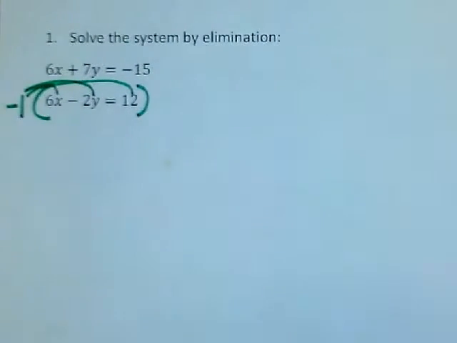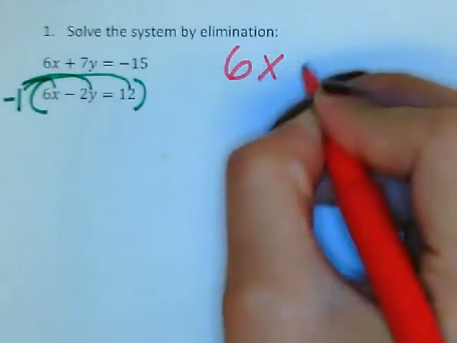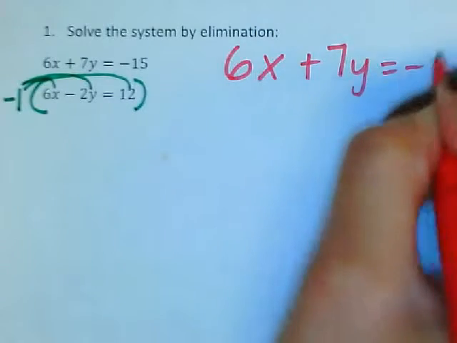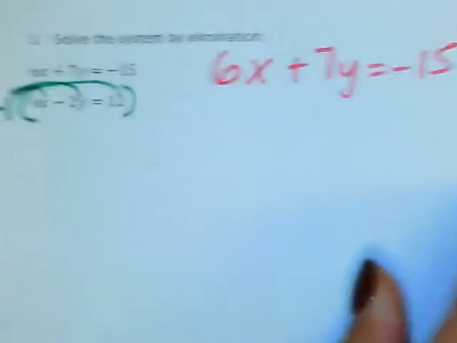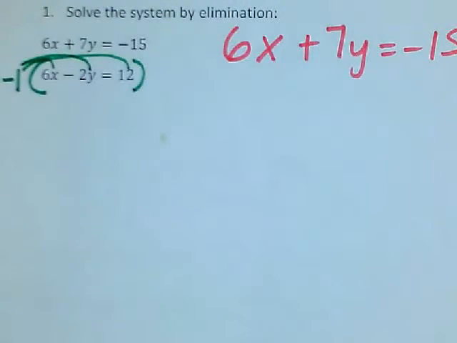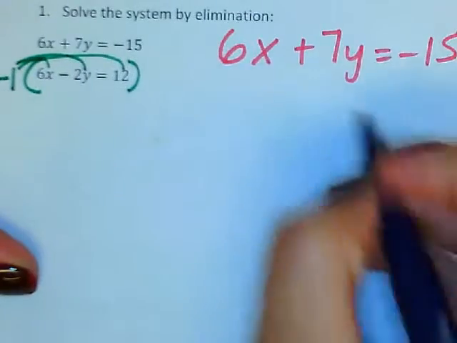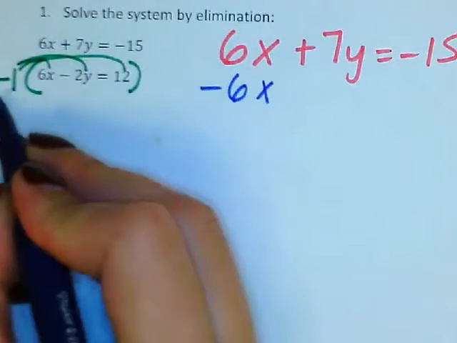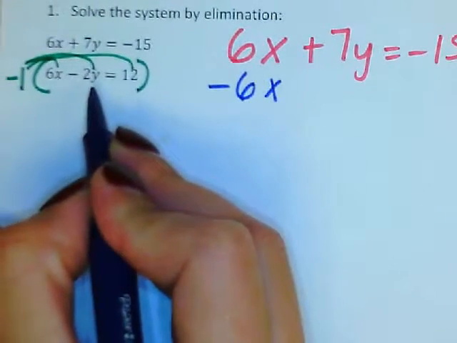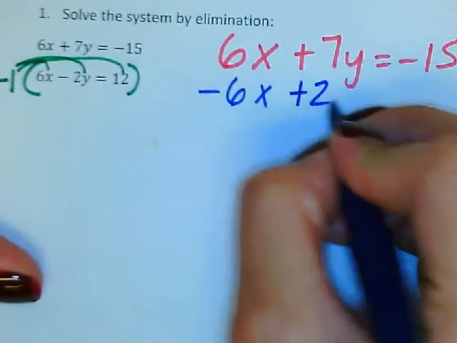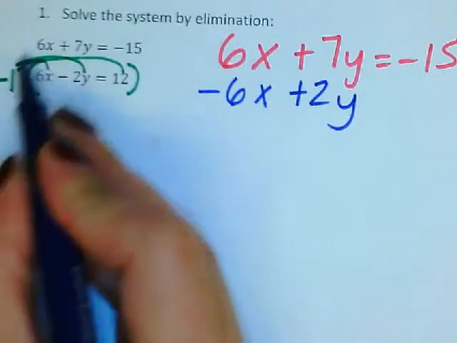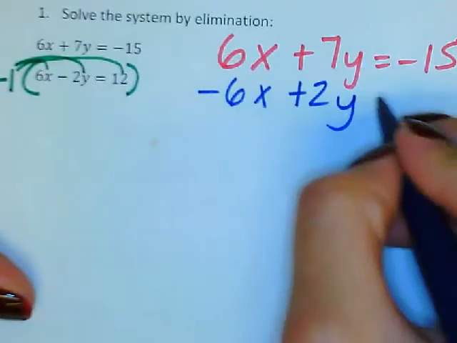So I'm going to rewrite it. The first equation, I'm going to rewrite it here. I'm not going to do anything to it. And the second equation, I will multiply everything by -1. So -1 times 6x gives me -6x. -1 times -2y gives me +2y. -1 times 12 gives me -12.